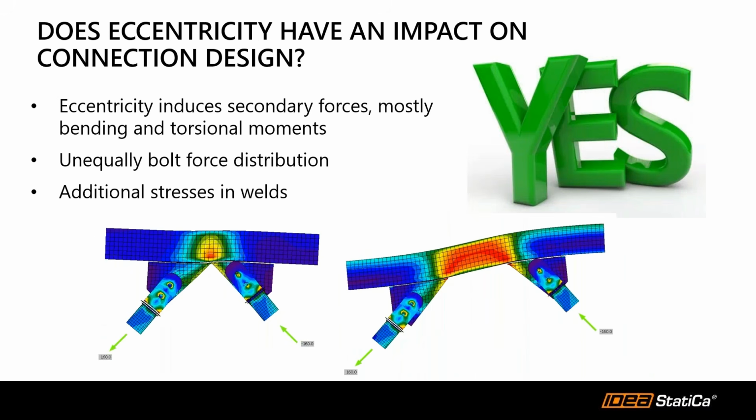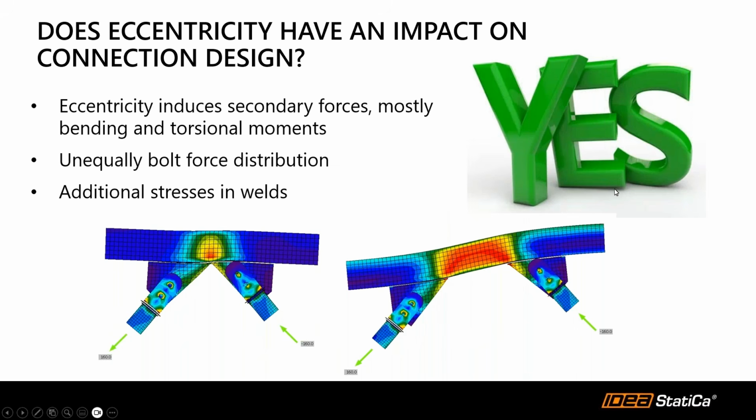But what does a structural engineer need to pay attention to if they consider eccentricities, or when eccentricities exist on the structure? It basically induces secondary forces, mostly bending and torsional moments that you need to consider during your design. It can also lead to an unequal distribution of forces, and also increased or additional stresses in the welds that you should or could handle in your design of the connection.